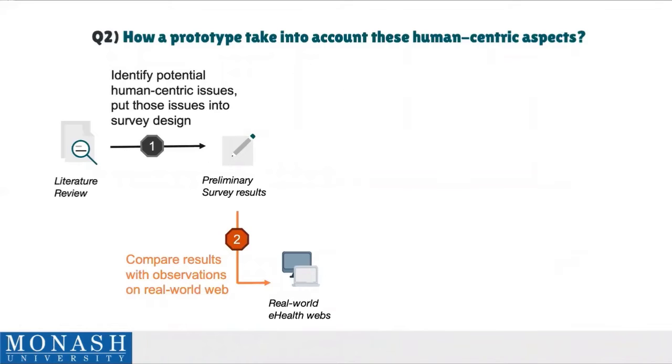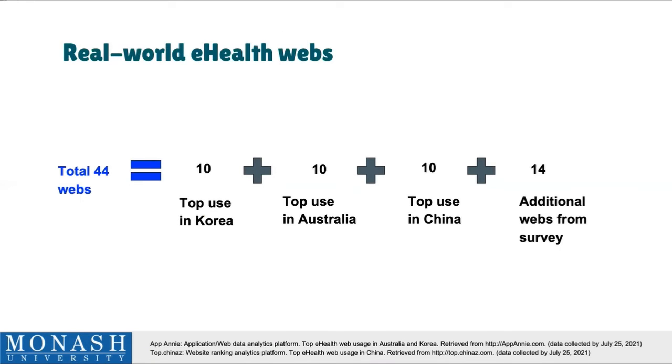Reflecting on available online health systems in the open market as part of the research is very important. We collected 44 real-world eHealth webs in total to see the gaps between real-world eHealth web portals and current human-centric issues. We collected the top 10 eHealth websites that were commonly used in Australia and 10 in Korea from ENASE, and 10 in China from Top China Z. Additionally, we added 14 eHealth websites which were provided by the participants from the preliminary survey.